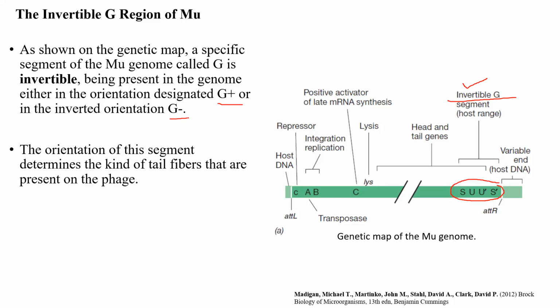The orientation of this segment determines the kind of tail fibers that are present on the phage. So if I draw the bacteriophage here on this slide, this is the icosahedral head, this is the helical tail, and these are the tail fibers. Now these tail fibers are important in attachment of the phage to the host cell. And this G segment is responsible for which tail fibers will be present on the phage. So does the phage have the option of having a different tail fiber?